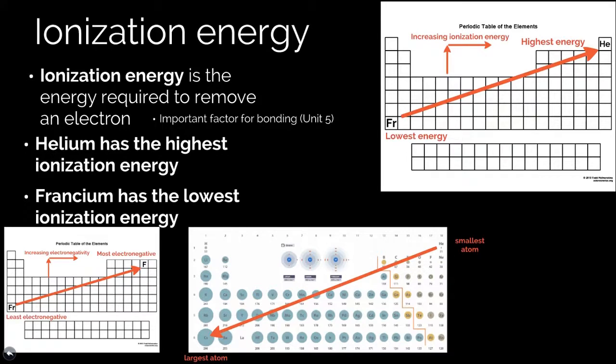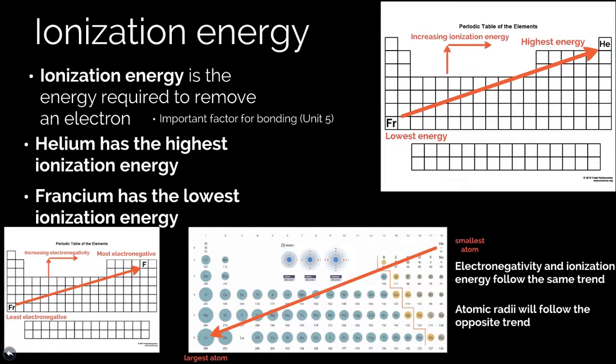And so anytime you're moving towards helium on the periodic table, that means that you will require more energy to remove an electron. Now notice something interesting, that this graphic here for electronegativity and my graphic for ionization energy follow the same pattern. It's the same trend. And so this makes it a little bit easier on us that two of these properties follow the same trend, where anytime you're moving towards the top right side of the periodic table, you're increasing the electronegativity, and you're also increasing the ionization energy. And then the atomic radii, the size of atoms, will follow the opposite trend, where as we move towards the bottom left, we're increasing the atomic size.